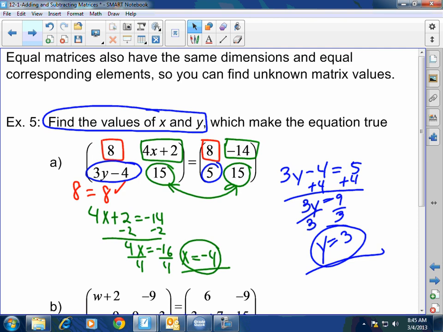You don't have to circle everything I circled. I circled what I circled because I'm teaching you how to do it. So the rows and columns are the same. Don't worry about it. As long as the dimensions are the same, then you can either add, subtract, or set matrices equal to each other.